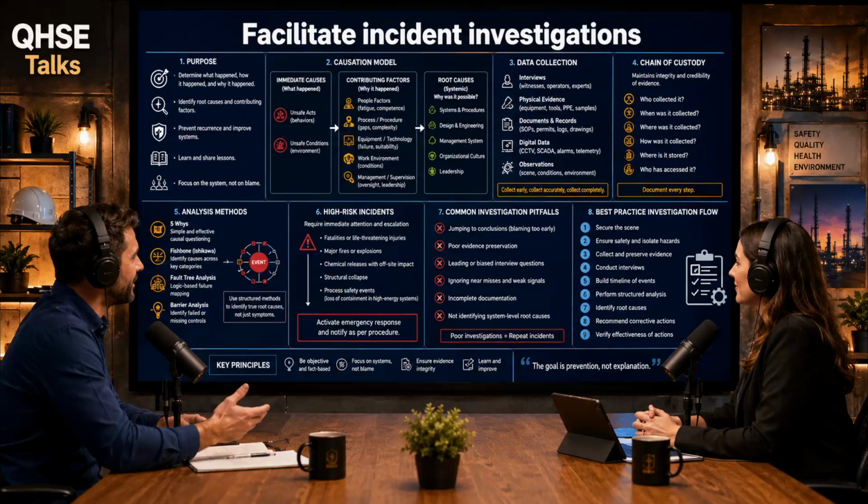Yes. You need to know the strict hierarchy of the initial response. Life safety first, mitigate the hazard, secure the scene, and establish an unbroken chain of custody. You need to understand the structural differences between an apparent cause analysis and a root cause analysis, and how risk matrices dictate which one to use. And you must be fluent in the analytical tools, the fishbone or Ishikawa diagram, causal factor analysis, and structured cognitive interviewing.